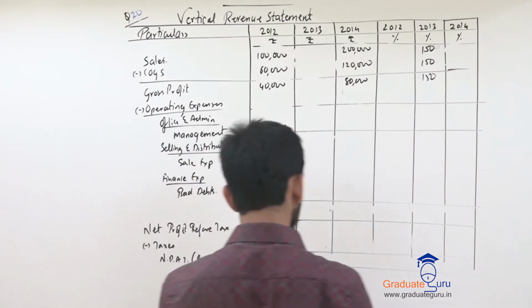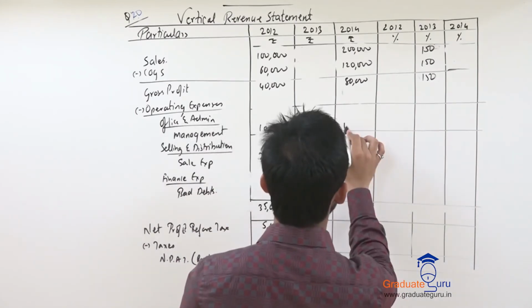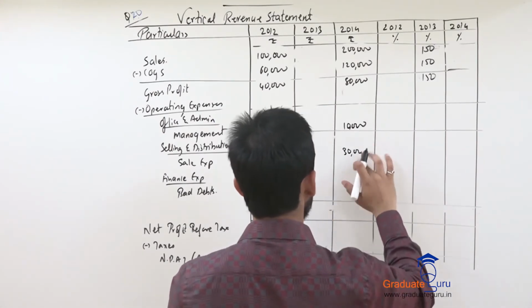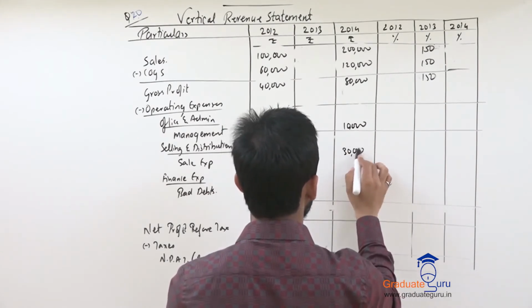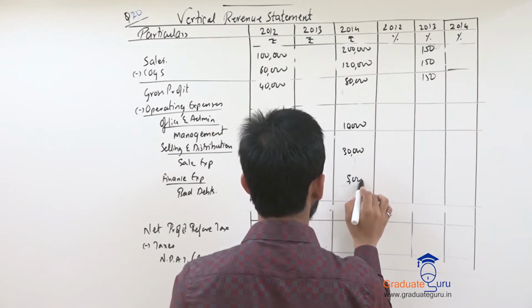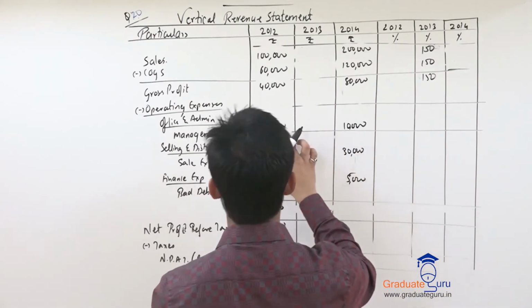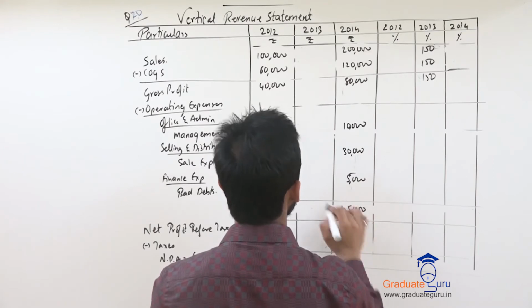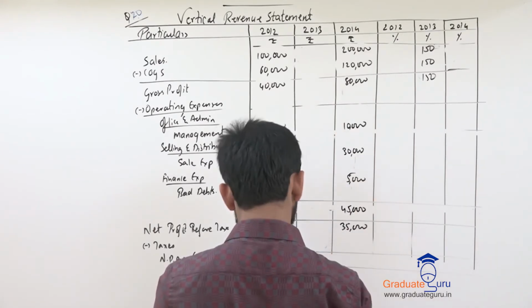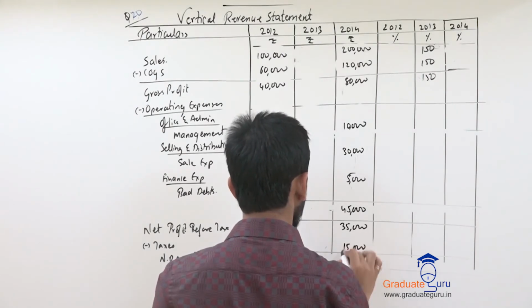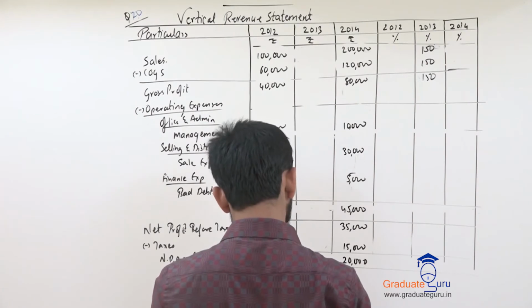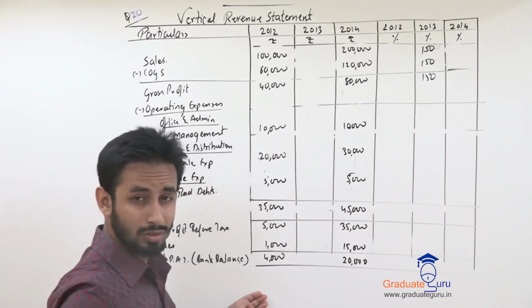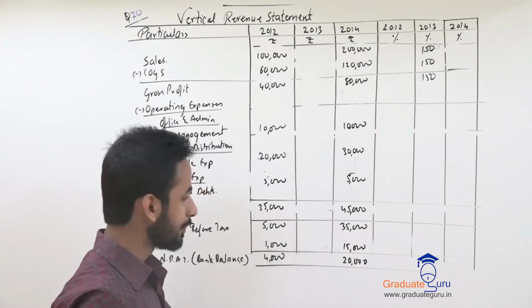Then 14, 10,000 for this, management expense, 30,000 for sales, and 5,000 for selling expense. Add it up. This is 45 minus 80, 35. Tax they have 15,000. It will be 20. Yes, it is 20. There was a printing mistake only in this one. Achha, if you don't have any mistake out there, just don't strike it off. It is 5, so theek hai. But if it's not 5, write 4.